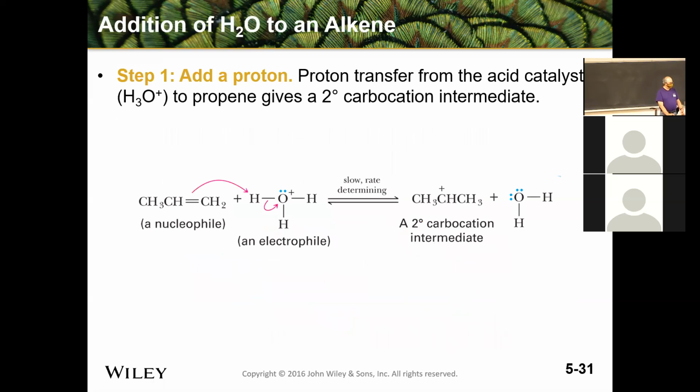I'm going to go through this again. Addition of water requires an acid catalyst. Here's the step-by-step mechanism. The alkene takes a proton from hydronium. Water is not nearly acidic enough. So typically you would mix sulfuric acid in about 10 to 20%, and that would form hydronium ions. So this gets protonated with a hydronium ion, and it forms the more stable secondary carbocation.